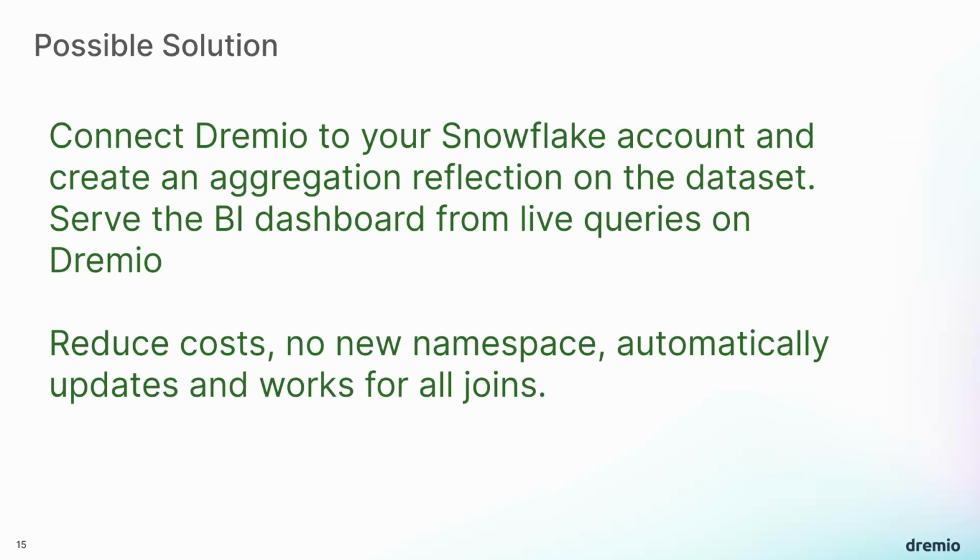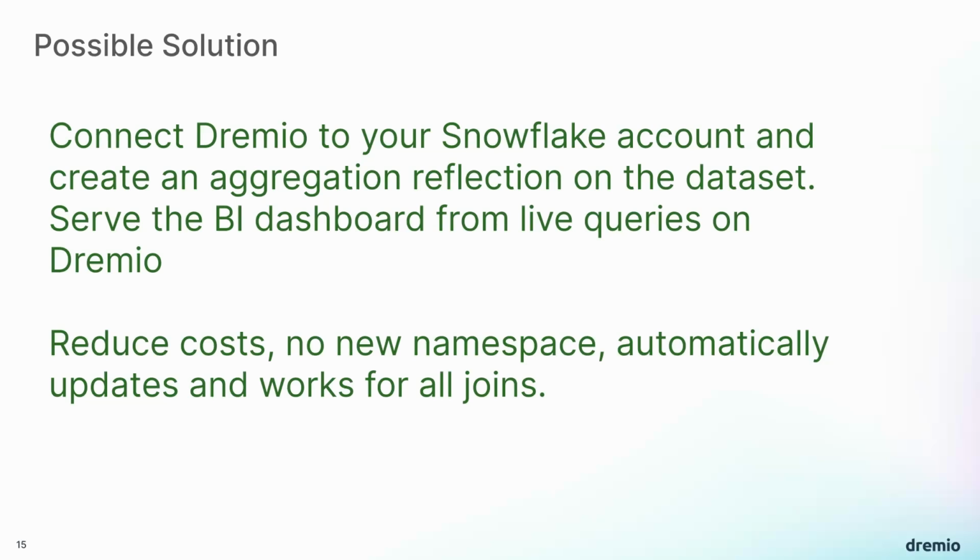But what you can do is create a reflection. A reflection is very similar to that dynamic table, but with a couple differences. Essentially what you're doing is creating a materialization of pre-computed results, so pre-computed aggregates in the case of an aggregation reflection, but it's not created under a new namespace. Since Dremio has its built-in semantic layer that allows it to track the relationship between different objects, it is aware that this reflection was created in connection to that data set, that Snowflake table.